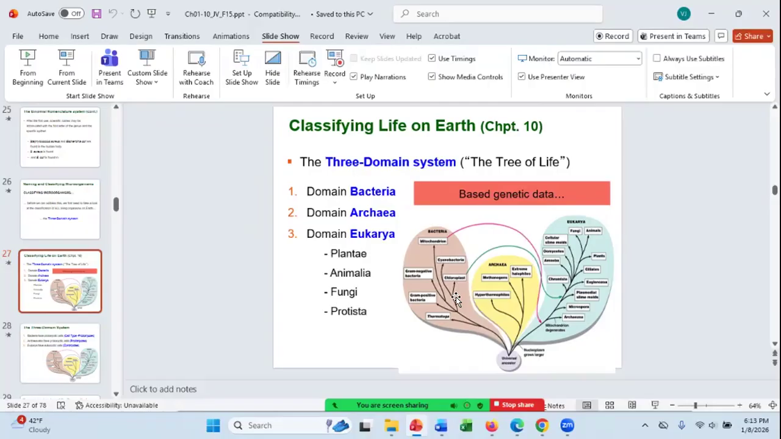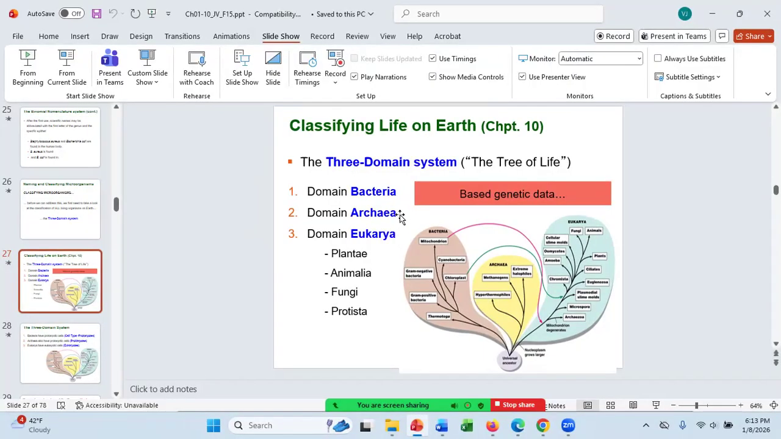Any question about that? So actually, these two are closer together than these two, but very, very slightly, because the archaea and the eukarya did branch a long time ago. So they are their own complete domains. They're not a similar domain. They are separate. All right.